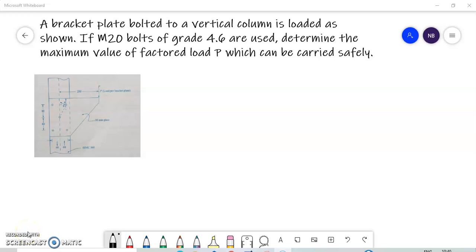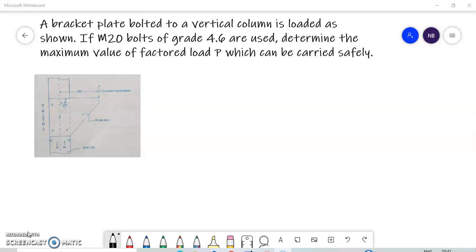The notes on eccentric connections and the types of eccentric connections have been posted in the classroom. Please go through them before we solve this problem. This is a problem based on type 1, that is, when the eccentric load is in the plane of the group of bolts.